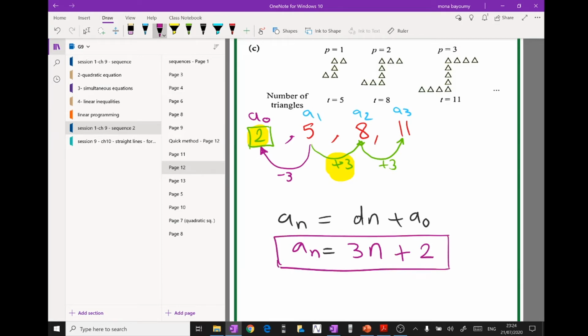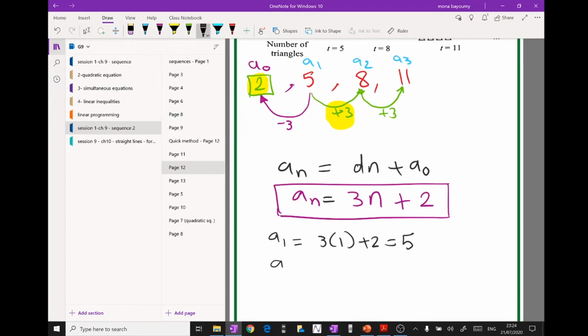Again, if you want to check your answer, you have to substitute n by 1, by 2, by 3 to be sure that your answer is right. A1 equals 3 times 1 plus 2. 3 times 1 is 3, plus 2, it will be 5. A2 equals 3 times 2 plus 2, so it will be 8. A3 equals 3 times 3 plus 2, which is equal to 11.